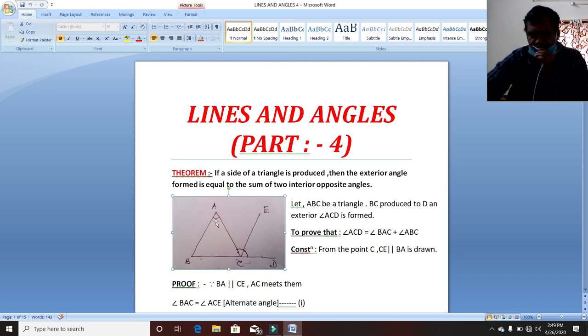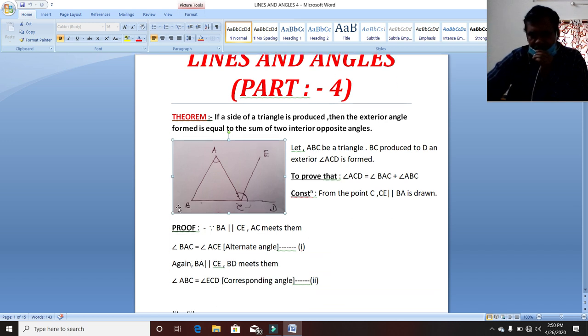This is one remote interior angle, and this is another. One is angle A, and that is angle B. So I will prove here ACD equal to what? Angle BAC plus ABC. This exterior angle is equal to the sum of these two remote interior angles. So accordingly I have written here construction. For this construction, what I will do: from the point C, draw a line parallel to BA. This construction I have done.